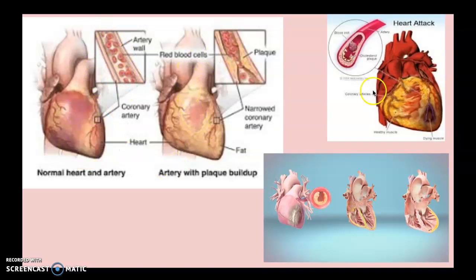And in the picture to the upper left, you can see that there's a blockage and there's a clot, unfortunately unable to get through the artery. And in this black spot, you can see that there is dying muscle since no oxygen is getting to it.